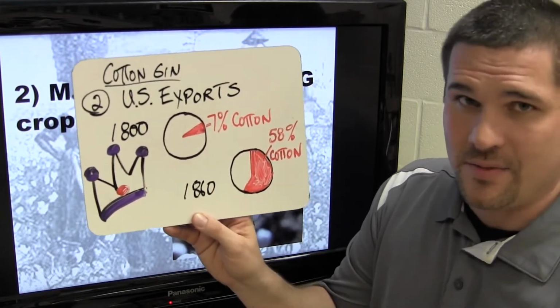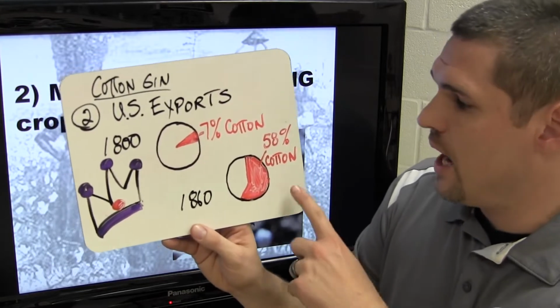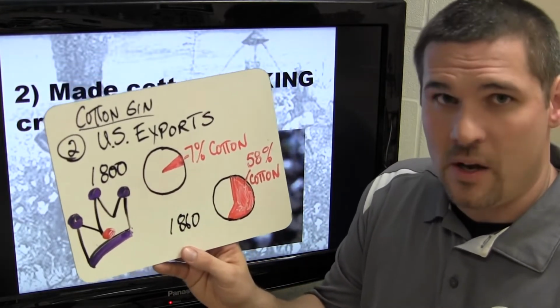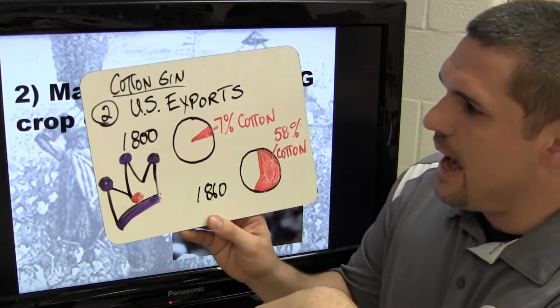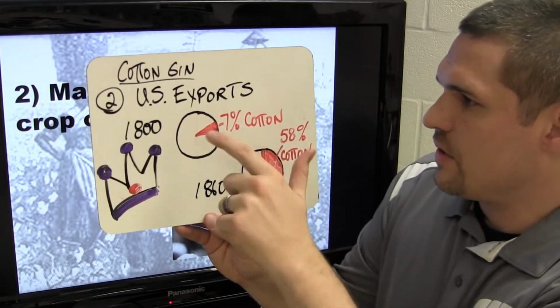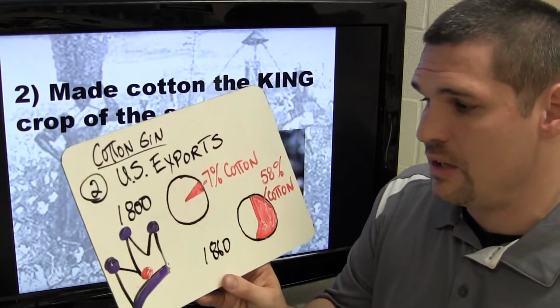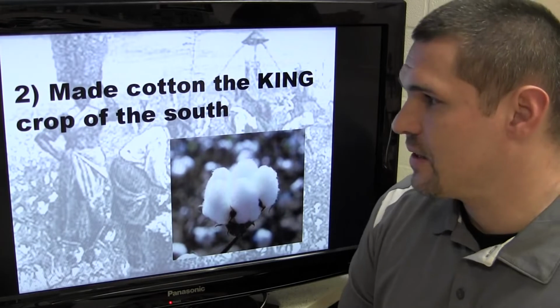So the United States of America is really heavily dependent on cotton production. And because they're dependent on cotton, they're dependent on slavery. So you can see here that with cotton being 58% of all U.S. exports, cotton is going to be king. It is going to run and rule the economy, especially in the South.